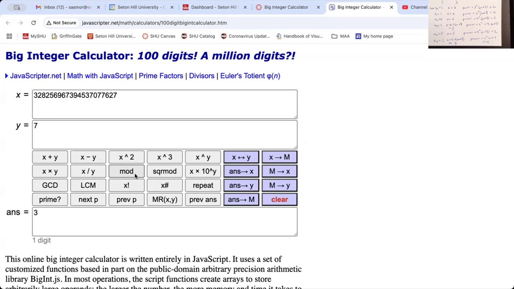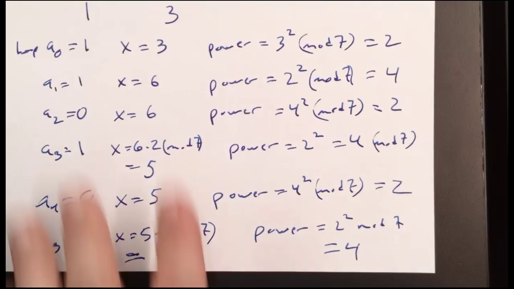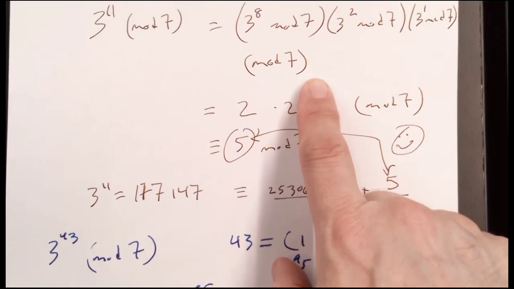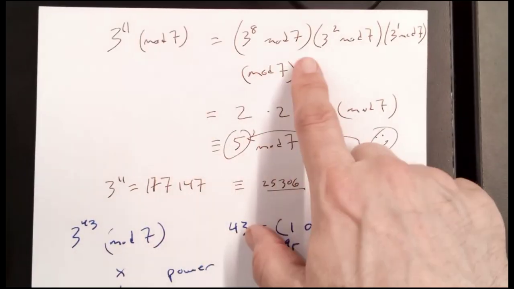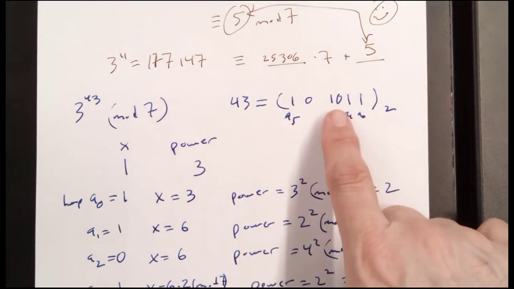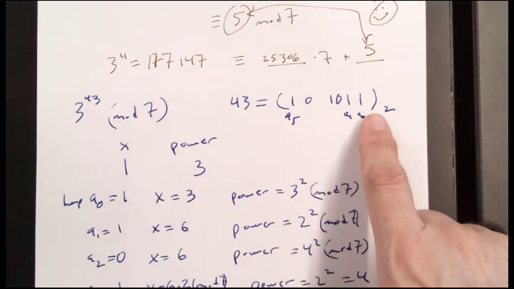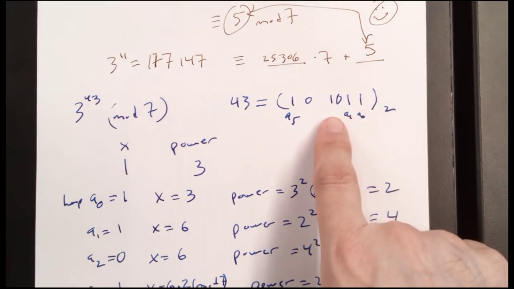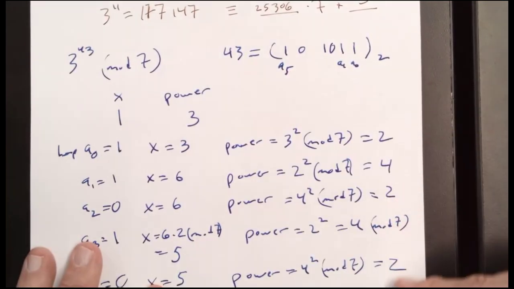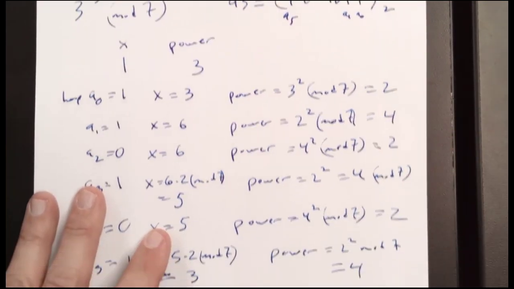There's another way I could check this, and that's doing the same calculation that we did up here. Because we said here, 11 was an 8, a 2, and a 1. Down here, we know 43 is a 32, an 8, a 2, and a 1. So I could take 3 to the 1, 3 to the 2, 3 to the 8th, and 3 to the 32nd, which I worked out here, and multiply those together.